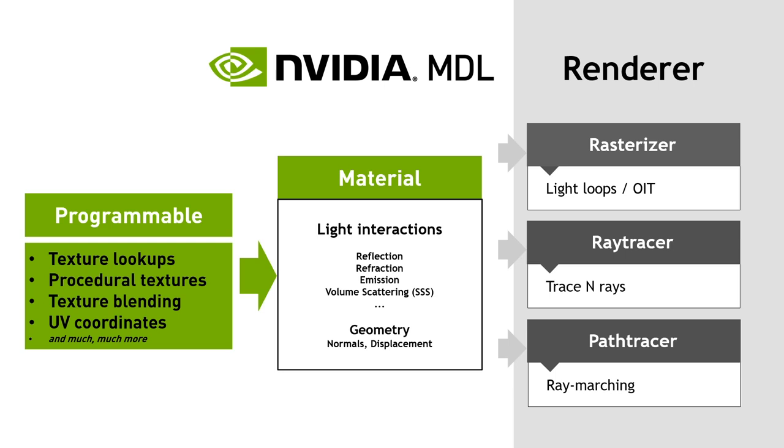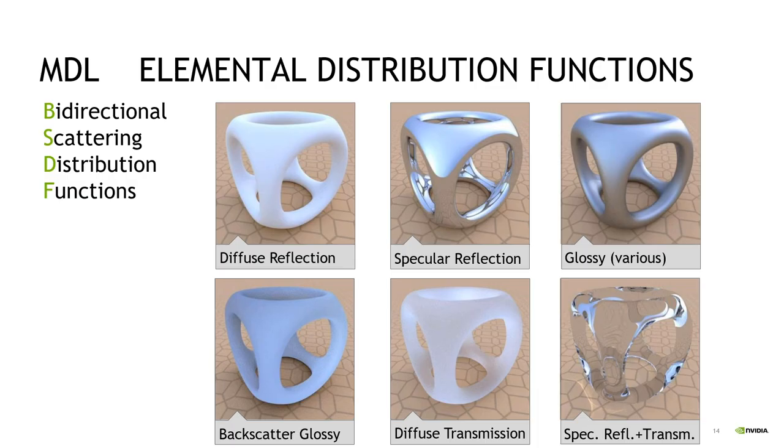So with this information, we can provide this material to the rendering application, and depending on what type of rendering engine is working there, the renderer is choosing how this material is exactly implemented. And depending on whether it's a rasterizer, a ray tracer, or path tracer, you have a different approach for doing so. The basic building blocks of a material are BSDFs.